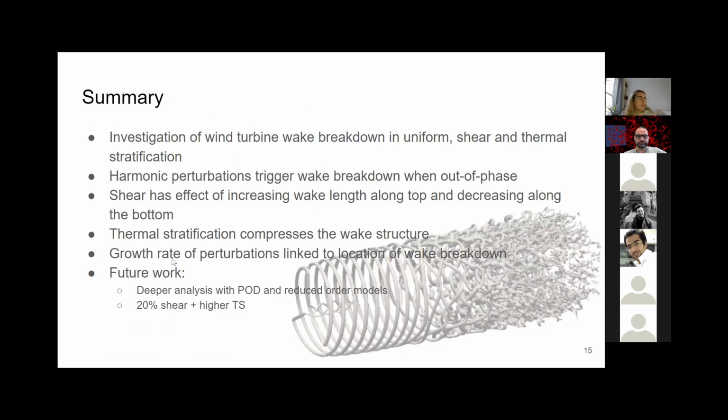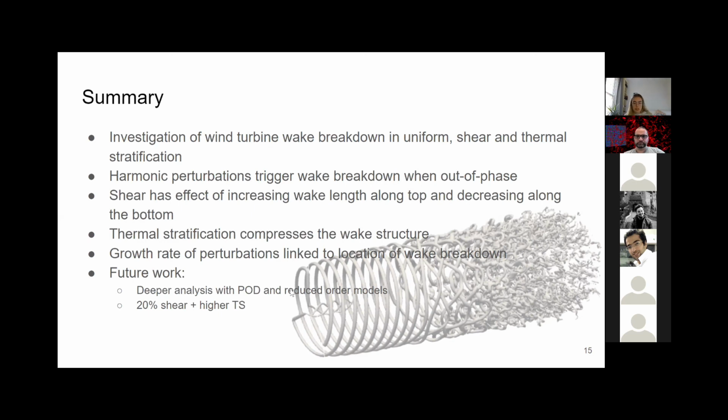Okay, great. So just to summarize, I've just showed the results of this investigation into how the wind turbine wake breaks down in uniform, shear, and thermal stratification. We've got harmonic perturbations, which trigger the wake breakdown when they're out of phase, so they're causing this mutual inductance instability. Shear has the effect of increasing the wake length along the top and decreasing it along the bottom. Our thermal stratification compresses the wake structure. And we can link the growth rate of the perturbations and look at Fourier and POD to actually see how these structures are affecting the location of the wake breakdown.